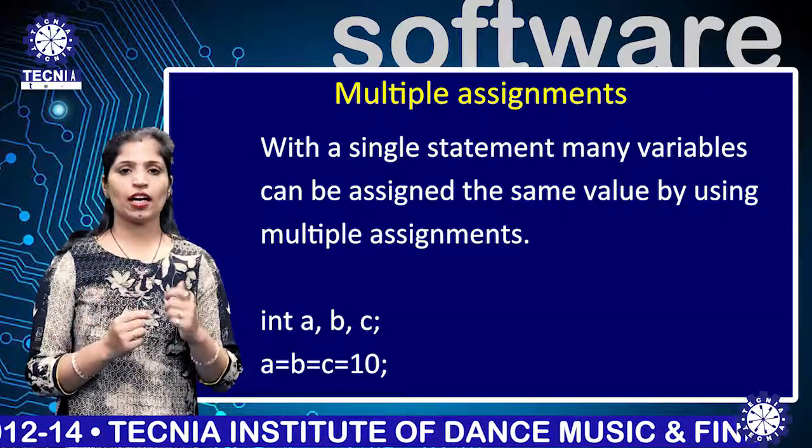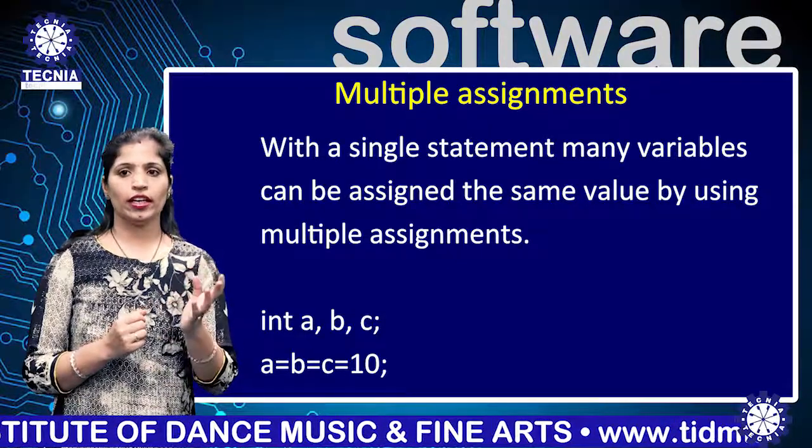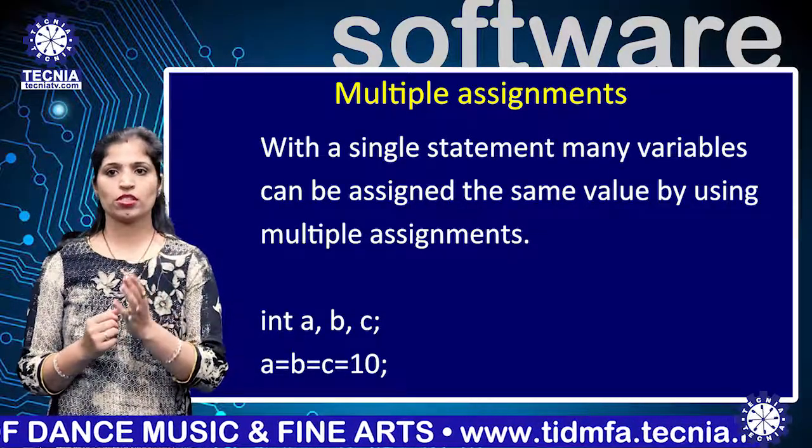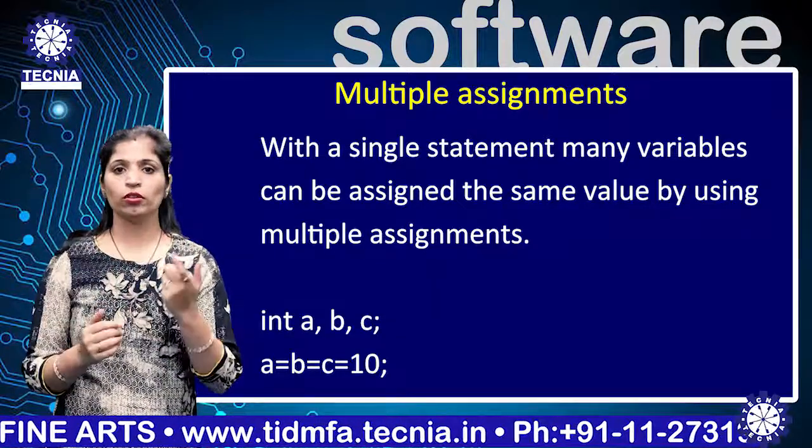Here a, b, c are the three variables defined as integer type, and a equals b equals c equals 10, which defines that a, b, c contain the value 10.